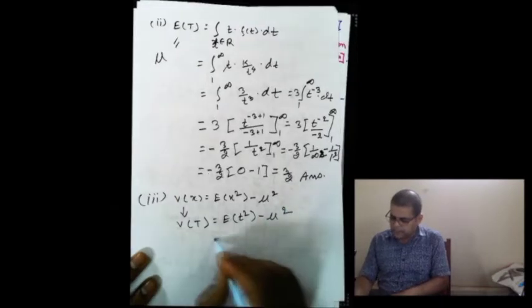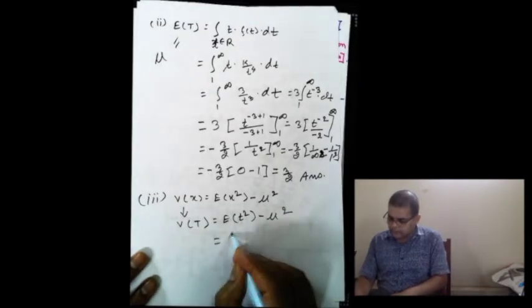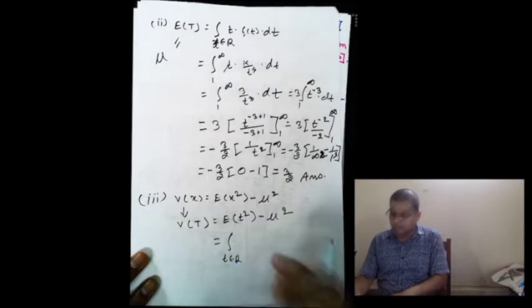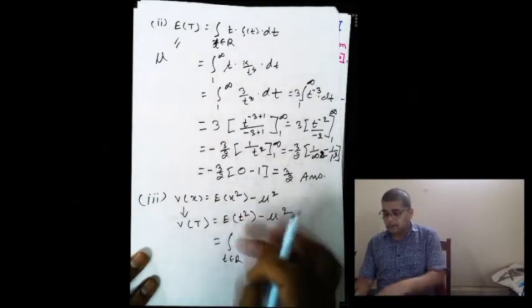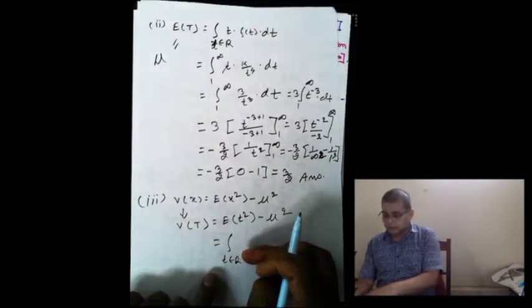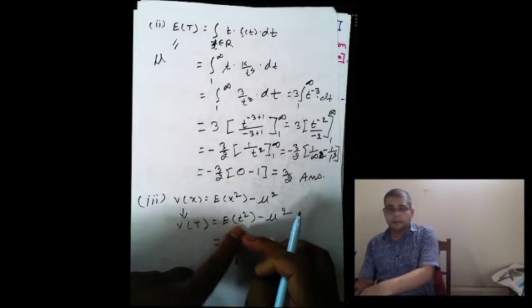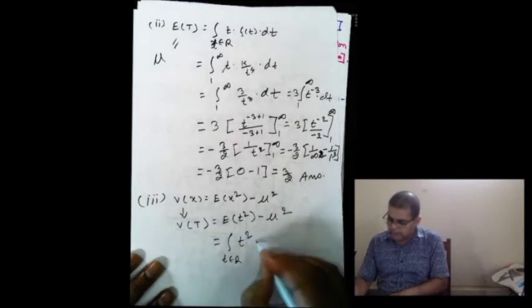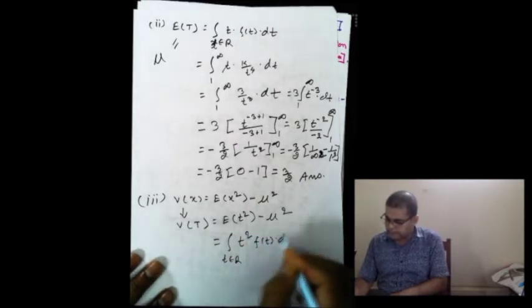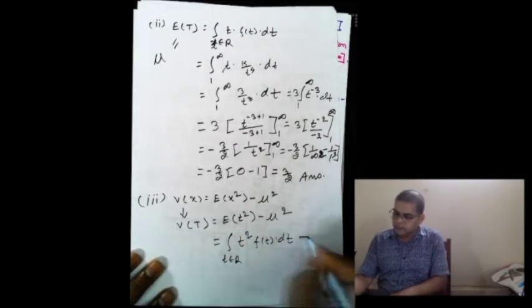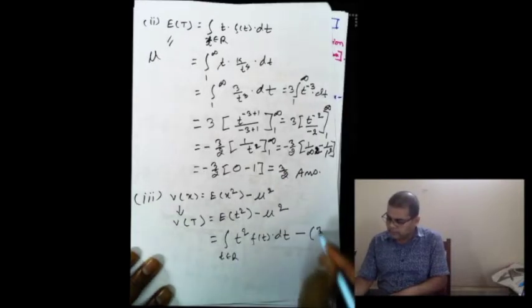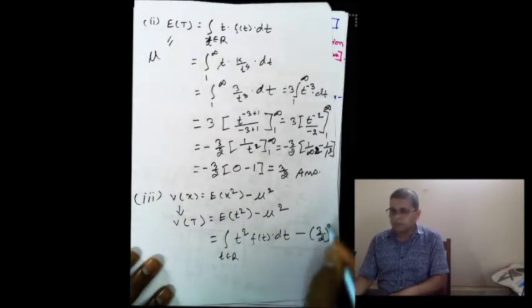And you know that if this is t squared, then t belongs to R. That means we will integrate this function over the range of values of t in this case instead of x, because the variable is given in terms of t. And so it is t squared f(t) dt minus mu squared, meaning you can put the same value, so this is (3/2) squared.